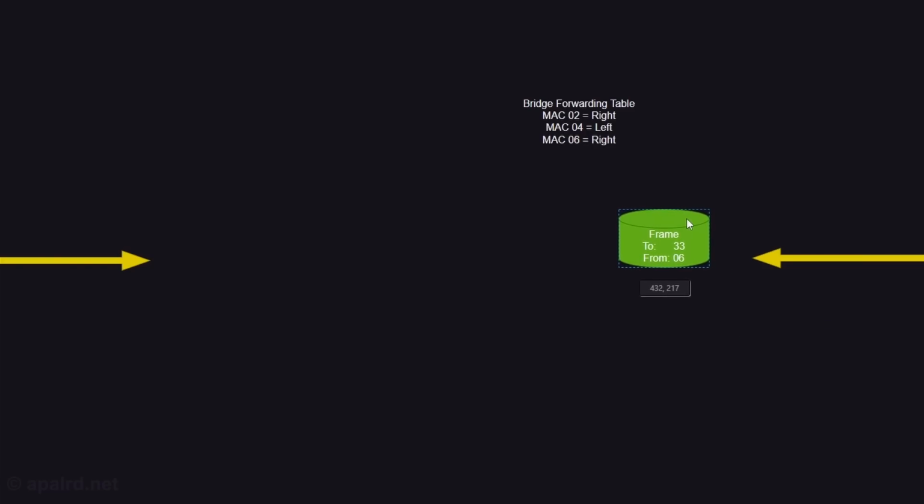Now I get a frame in that says 3.3. Because it's odd, we know that this is a multicast frame. And that means we don't add it to the forwarding table. We just send it out to either everyone, or if we know who wants this multicast group, we can send it out just to them.